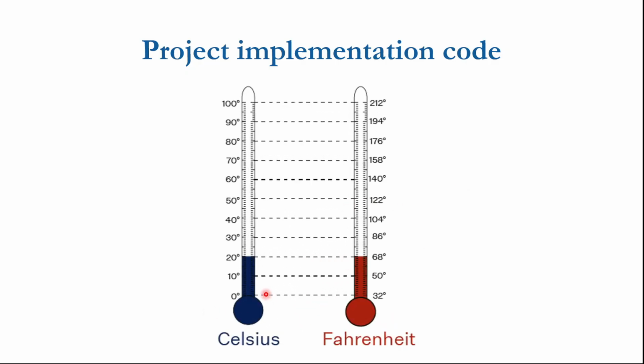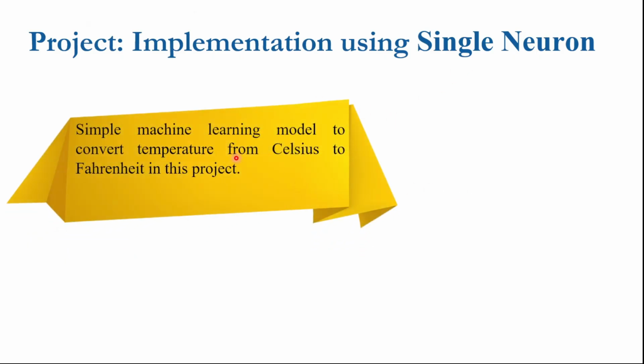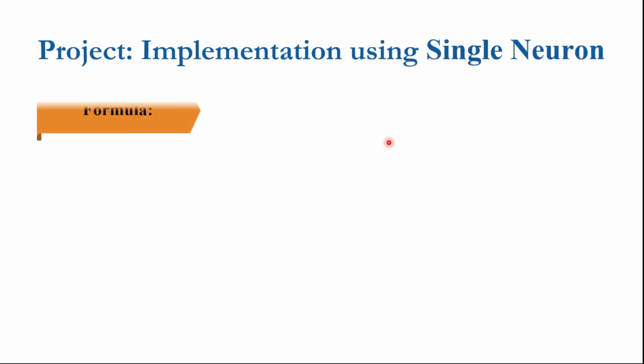So let's see what is the project that we are going to cover in this module. As I told you at the start of this module, this project will be related to conversion of temperature between Celsius and Fahrenheit and vice versa. We are going to implement this with the help of a single neuron. It is a simple machine learning model to convert temperature from Celsius to Fahrenheit. So it will not be very difficult, and it is a beginner friendly project which can be taken up by anyone who even does not know anything about TensorFlow and even deep learning.